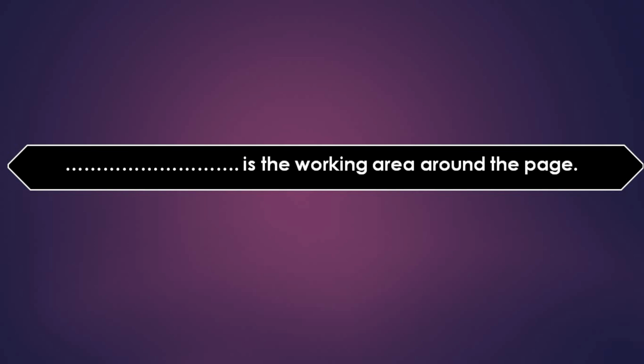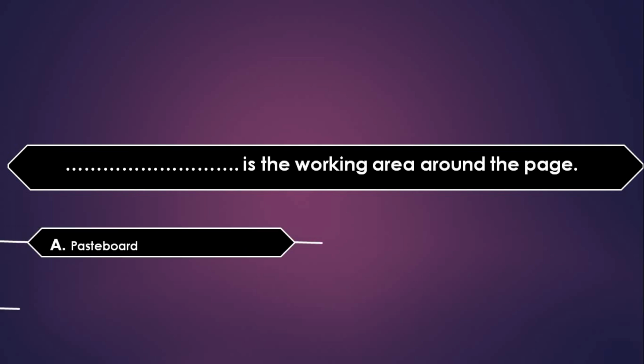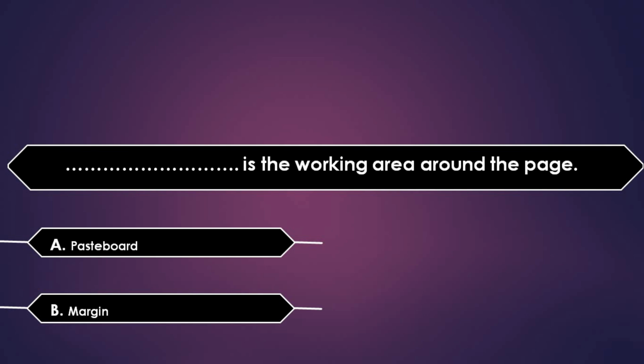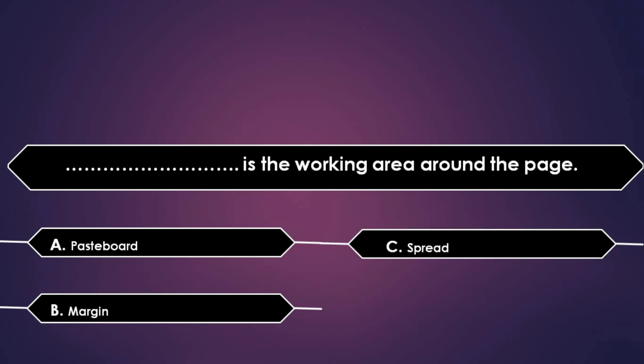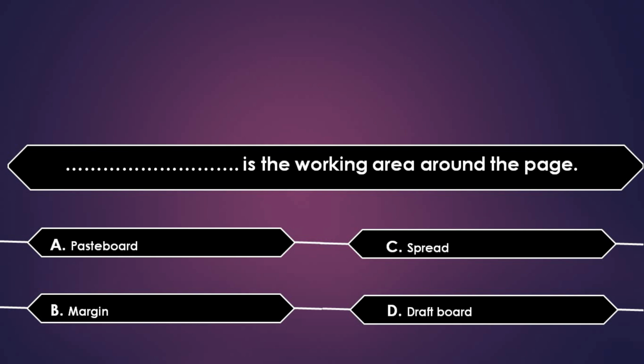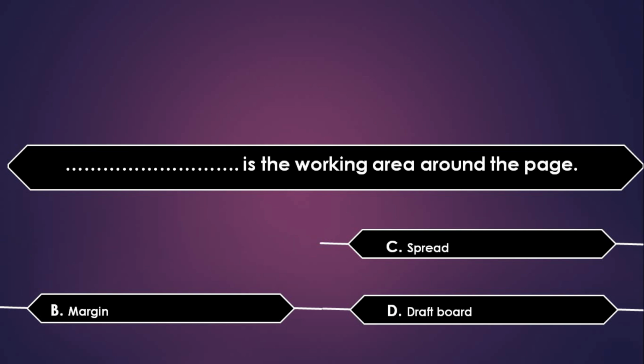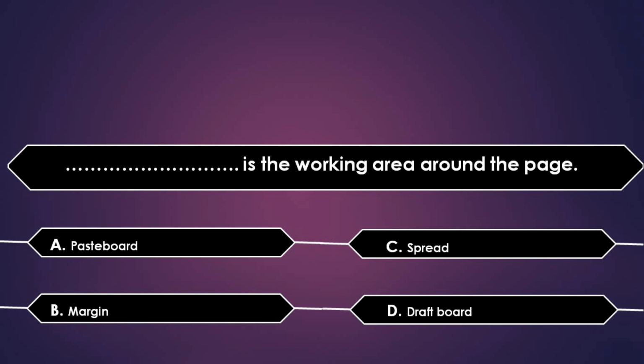Dash is a working area around the page. A. Pasteboard. B. Margin. C. Spread. D. Draft board. The answer for this question is pasteboard. So pasteboard is the working area around the page.